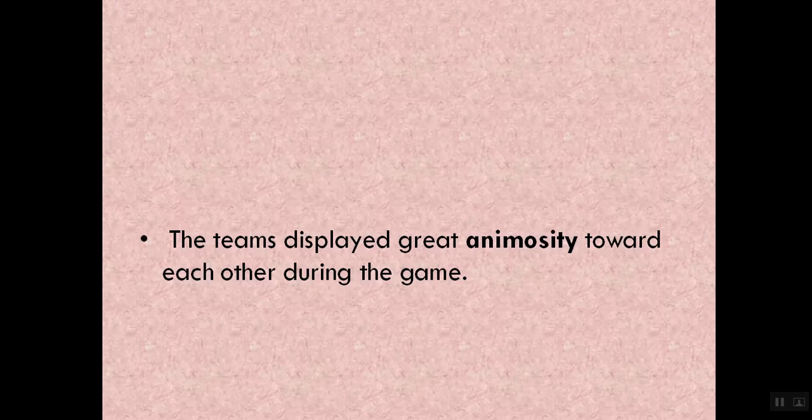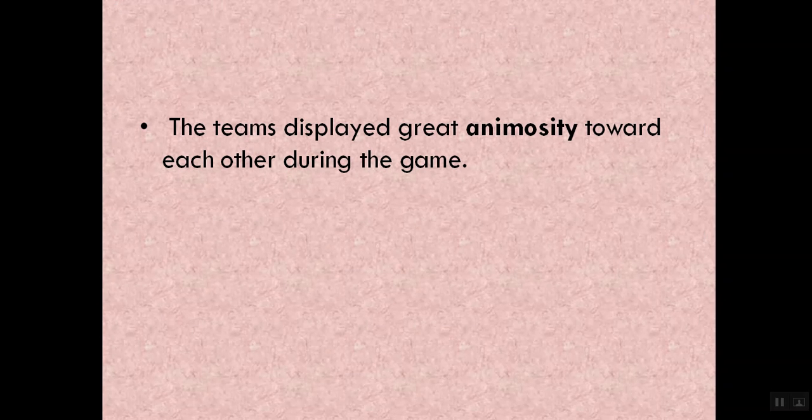Okay, let's move to the third word, which is animosity. Again, you have to consider the context clues that lead to the meaning of the word. So here, the teams displayed great animosity toward each other during the game. So here we have two teams, and these teams showed great something toward each other during the game. What do you think? They showed agreement, for example, or they showed disagreement? They showed something else.